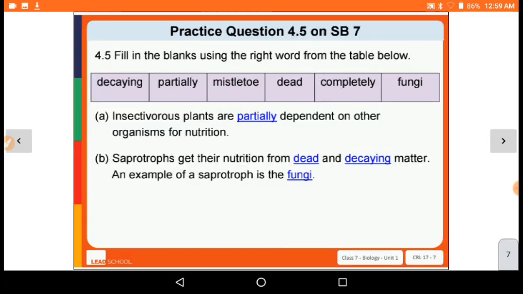Fifth question, fill in the blanks. Insectivorous plants are partially dependent on other organisms for nutrition, and saprotrophs get their nutrition from dead and decaying matter. An example of a saprotroph is fungi.